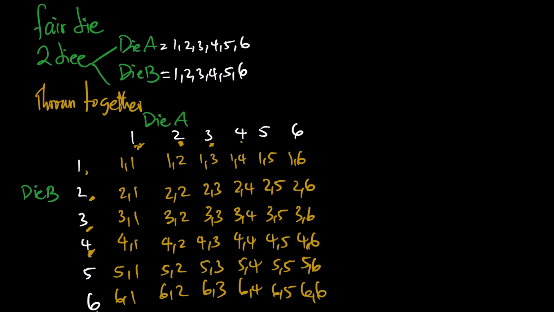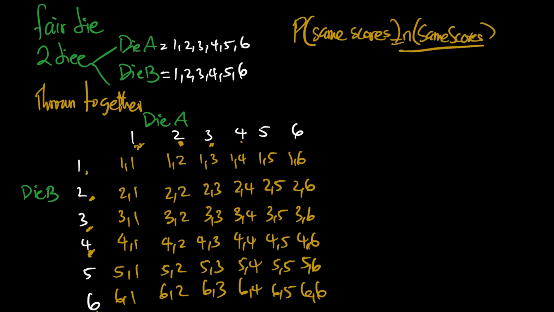Now, what's the question? The question says we should find the probability that the two dice show the same scores. When you throw them together, the numbers that appear on each of them are the same scores. What's the probability of the same score? So the answer is going to be the number of same scores divided by the number of everything.